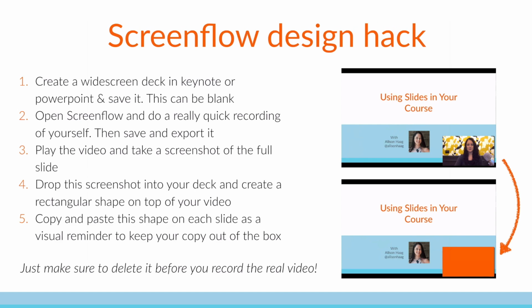Then play the exported video and take a screenshot of the full screen video, just like I did in this first image above. As you can see the slide and where the video falls on the screen. Then drop this screenshot into your Keynote or PowerPoint deck and create a rectangular shape on top of your video. Just like in the second image, it's that orange box.